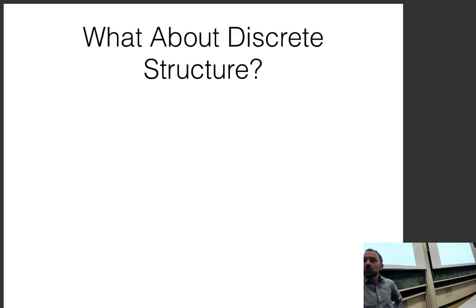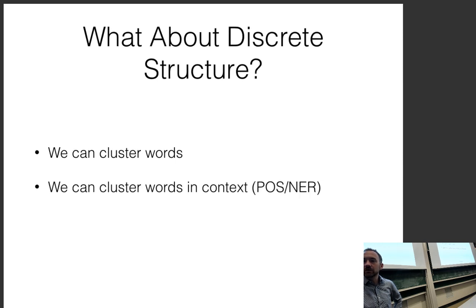So the question is, what about discrete structure? So one example of discrete structure is we could take words and we could cluster them together into specific clusters that we expect to be semantically meaningful in some way. We could also cluster words in context. So we could do part-of-speech tagging or named entity recognition, which are basically tagging tasks that take words in context and reduce them to a small number of discrete classes. Or we could learn structure, like tree structure or something else like this. And I'm going to talk about all of these.